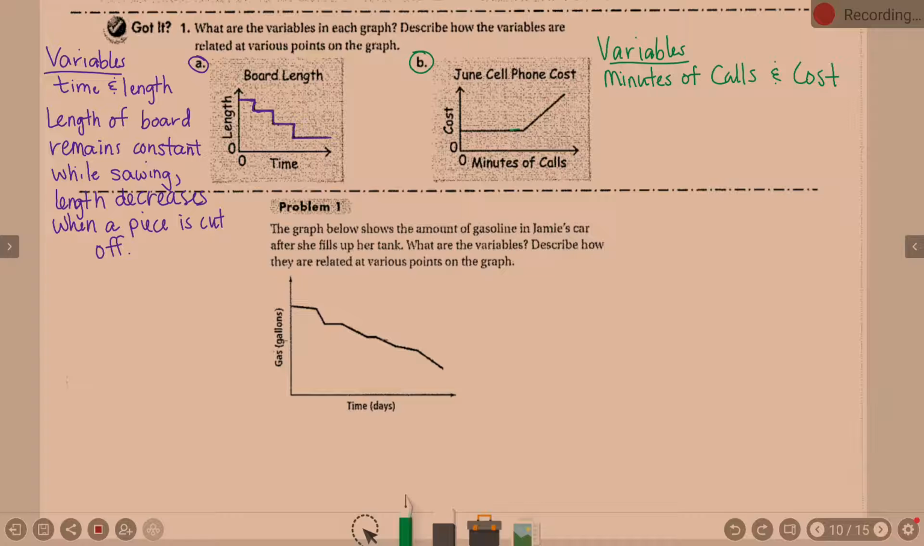And then what happens? Then you run out of minutes and they jack your stuff up. I don't think it's how it works. Okay. That is how it works.